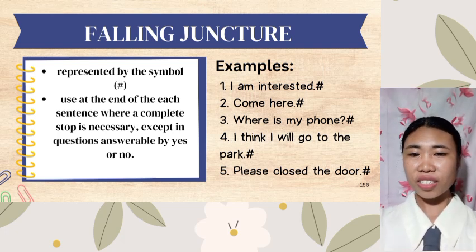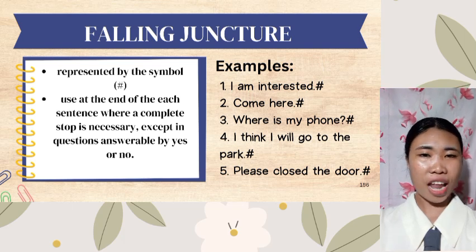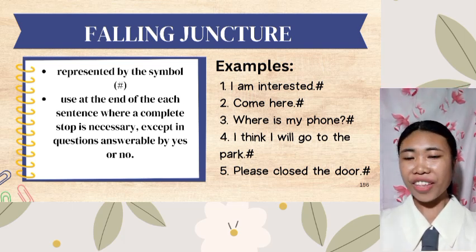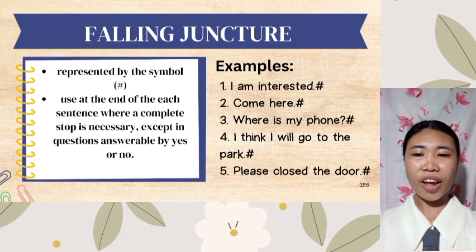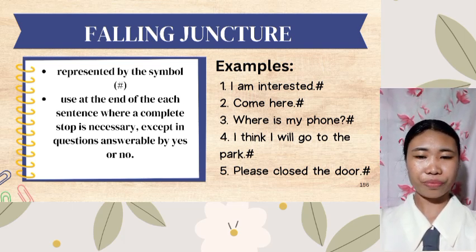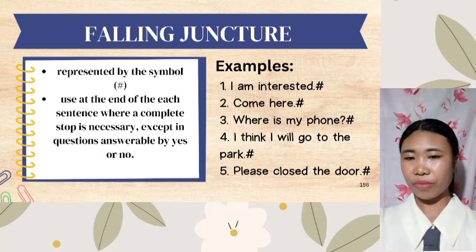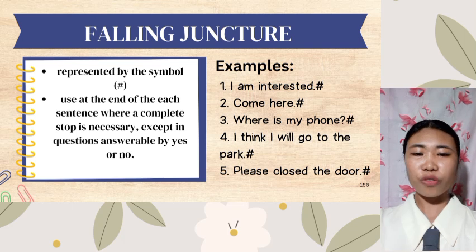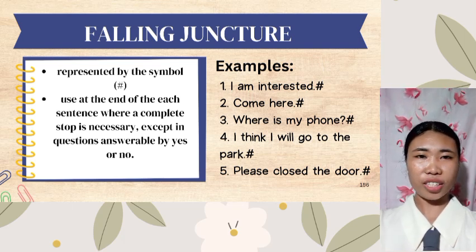We can use it in yes or no questions because falling juncture indicates that the sentence is finished and there is no need for further elaboration. Often used at the end of a declarative sentence to declare something, creating a sense of closure. It can also be used to emphasize a point or make a statement more definitive. When we say definitive, it provides a final solution or ends a situation.